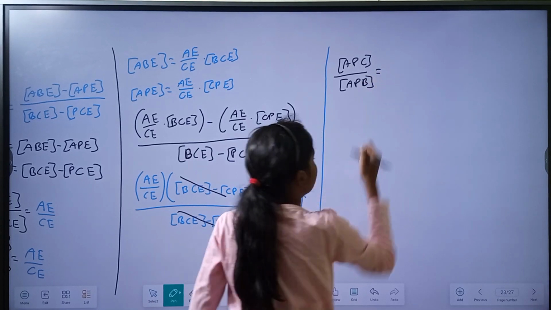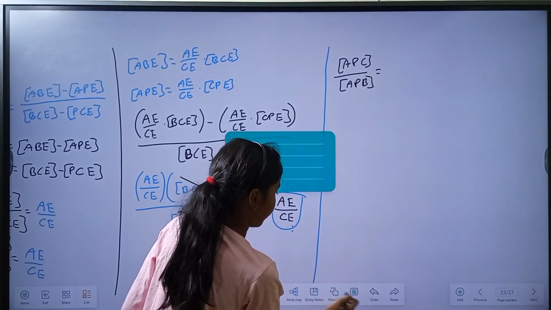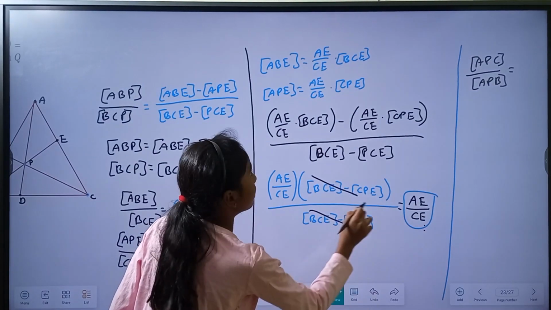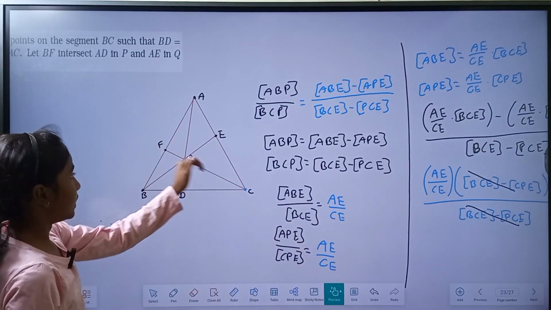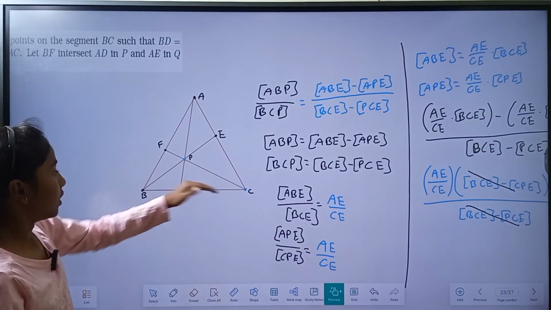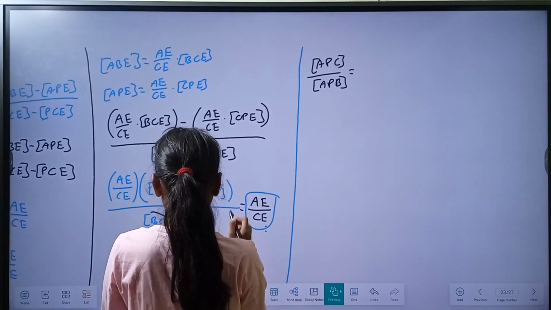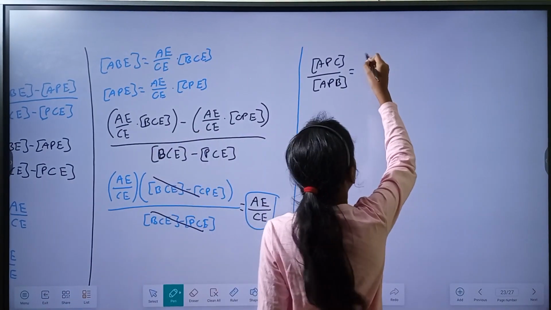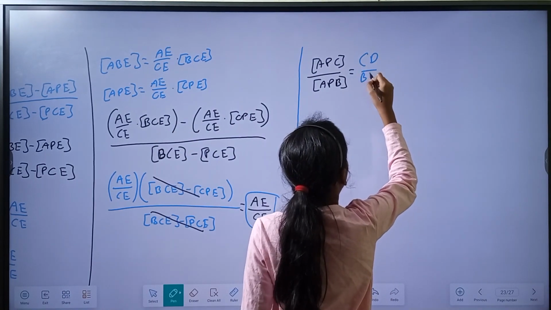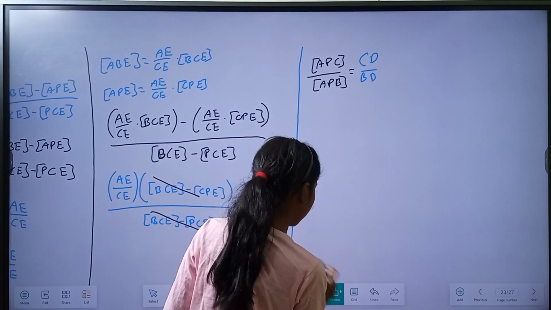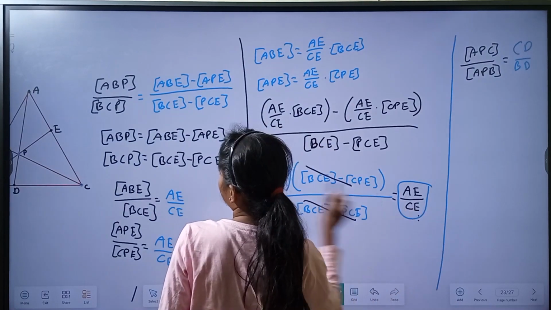Now we have this value equal to, wait. This is APC by APB, which equals CD by BD. So this is CD divided by BD.